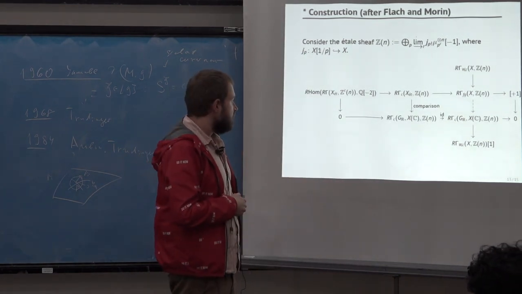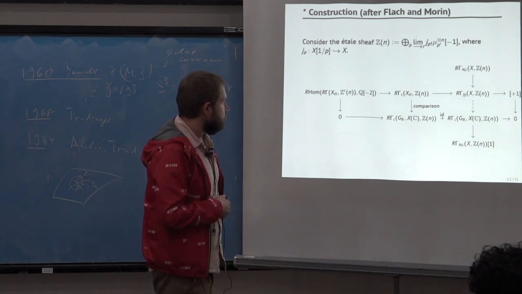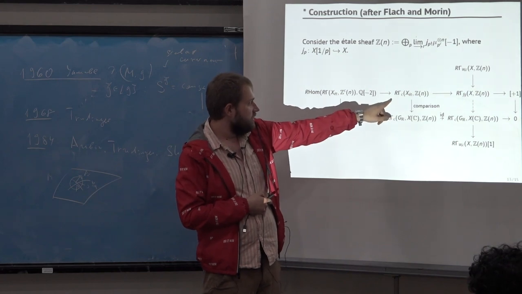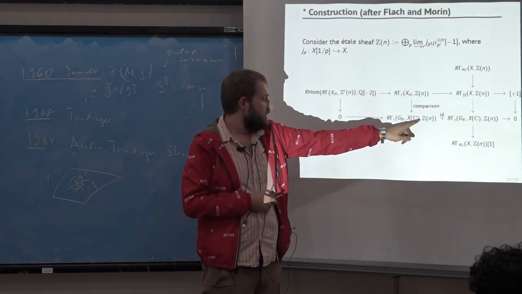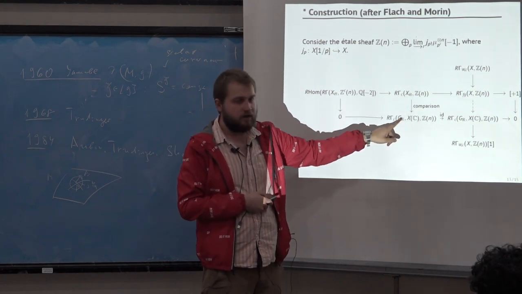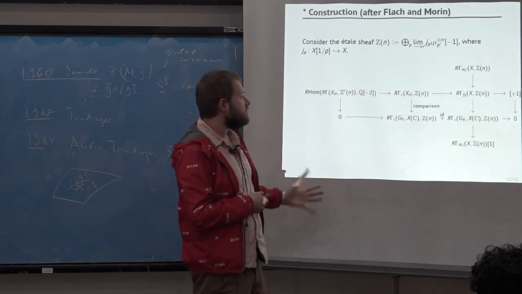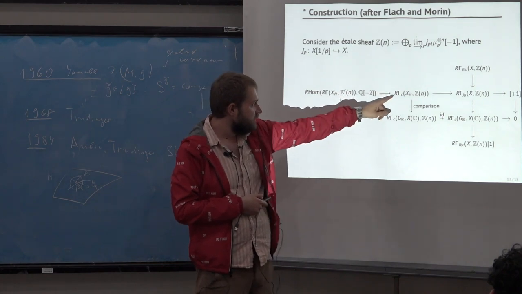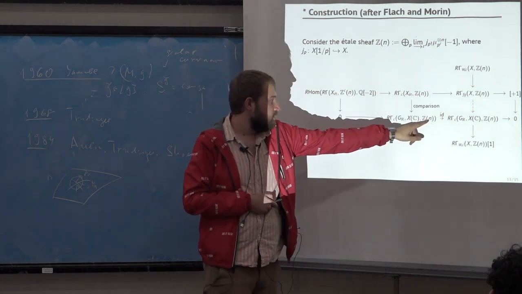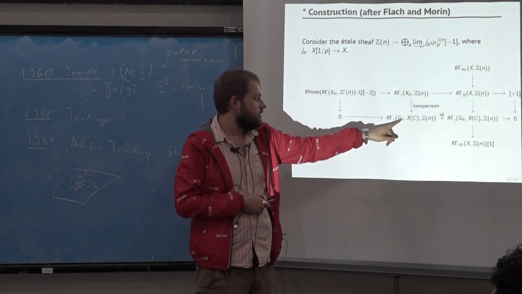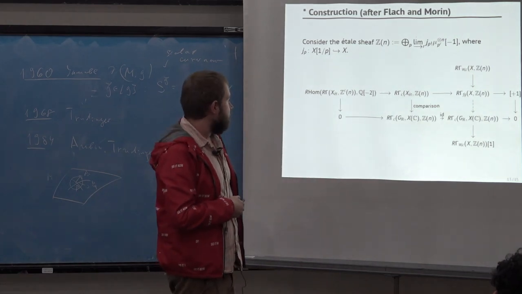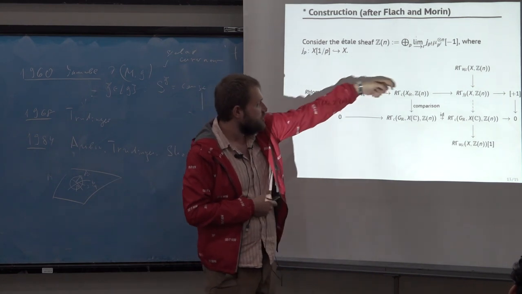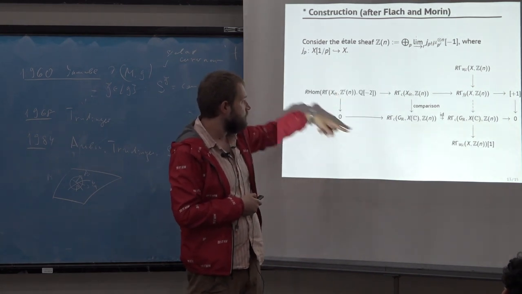No? But then what we do, there is a comparison theorem between the étale cohomology and singular cohomology of the complex points of a scheme. And using this comparison theorem of Artin, we can build a morphism that goes from here to the cohomology with compact support on the complex points. No? And then the difficult part is to show that the composition of these two morphisms is zero.